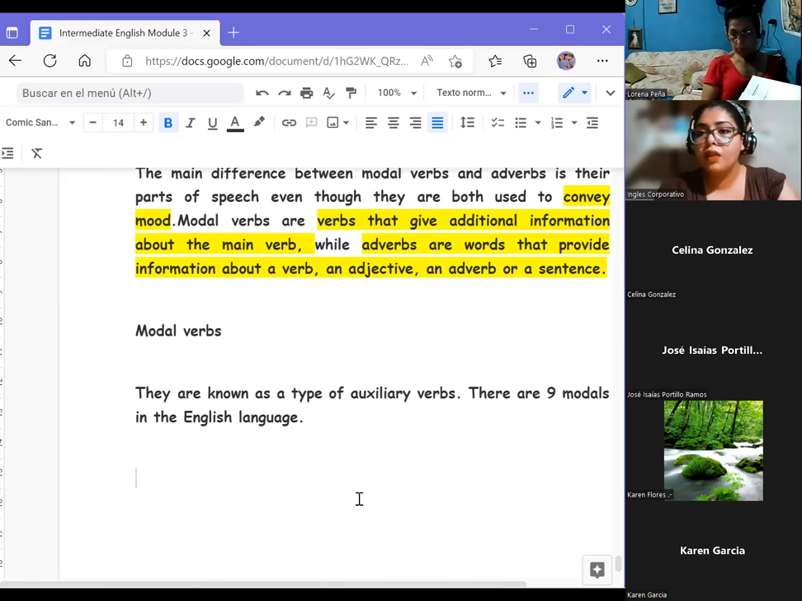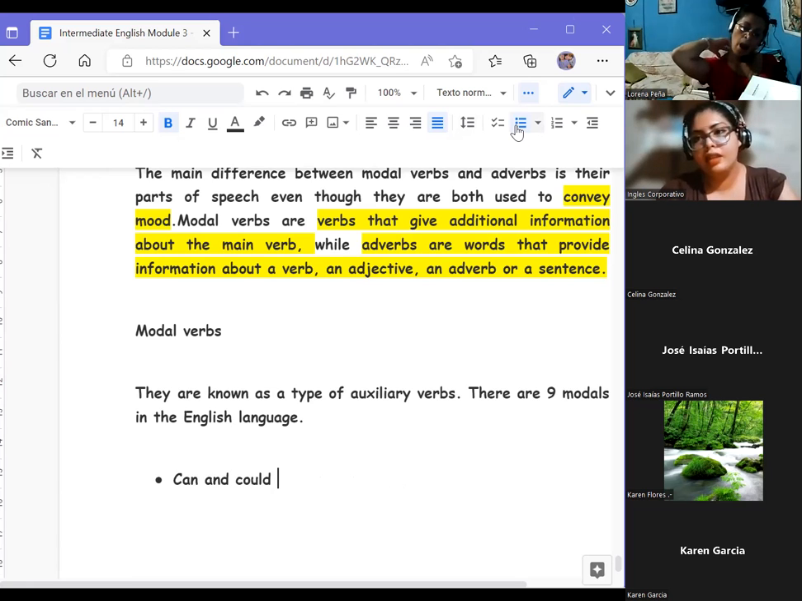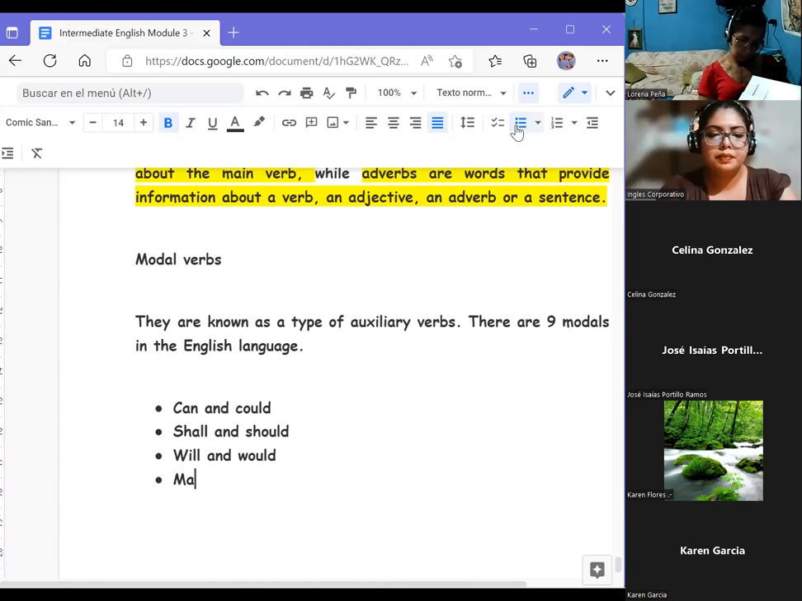So we have 9 modal verbs in English. Let's see what the 9 modal verbs are. We have can and could, they are 2, not just 1, 2. Then another 2, shall and should. Then we have will and would. May and might. And the last one is must. So in that case, we have 9: can and could, shall and should, will and would, may and might, and must.